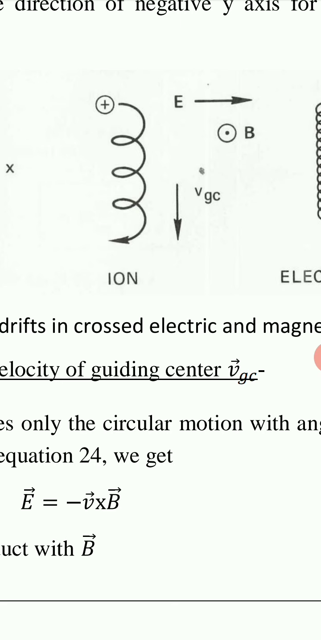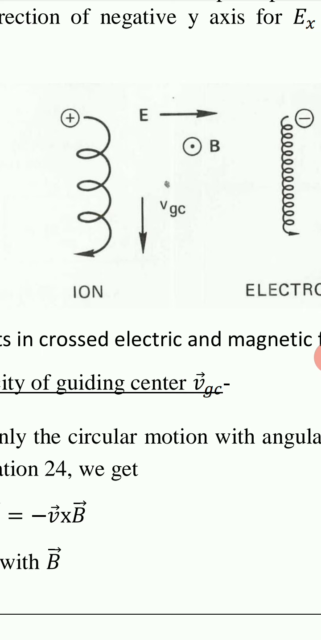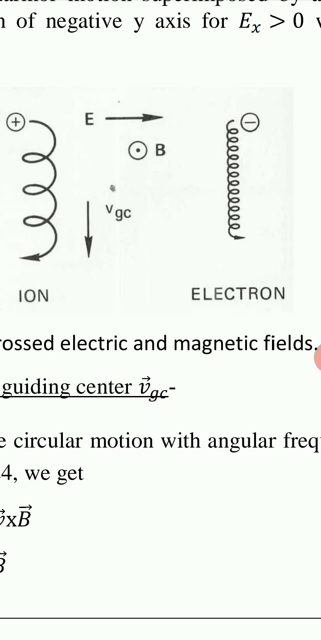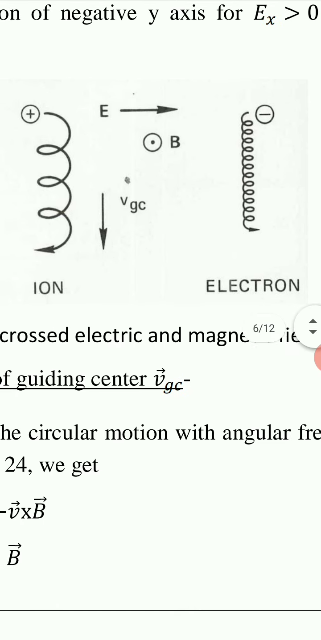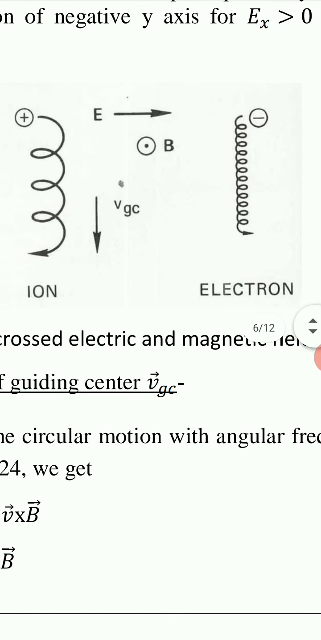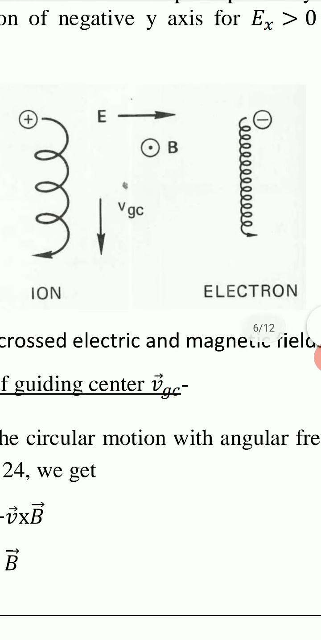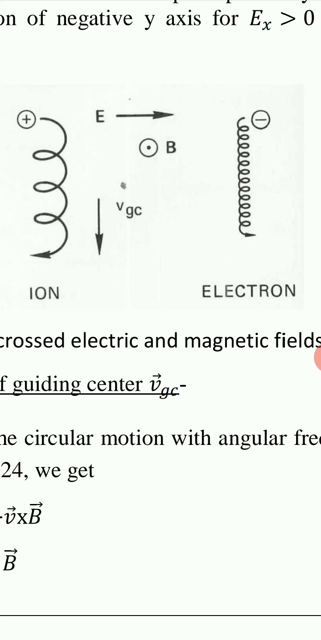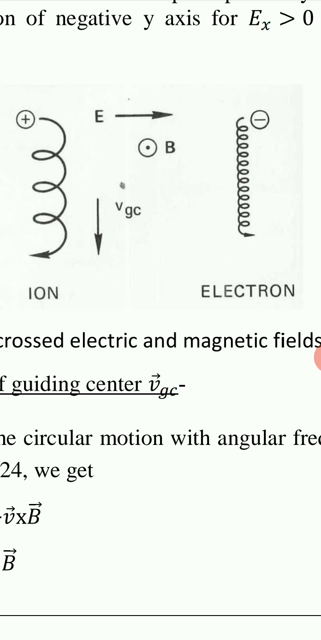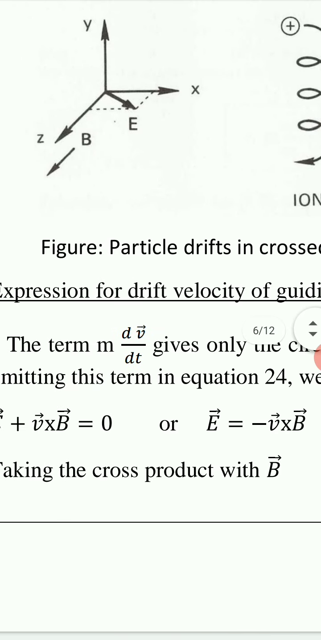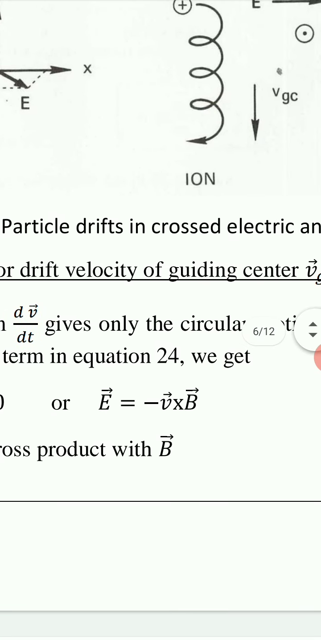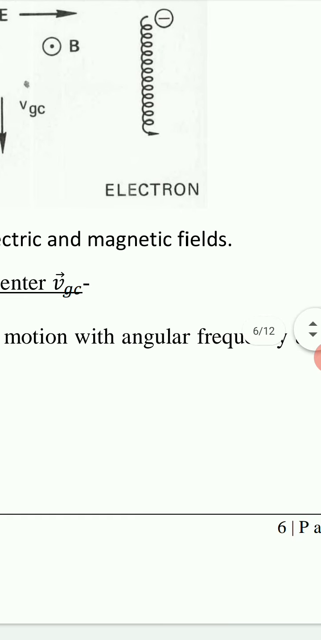The direction of B vector in this diagram is shown by a dot. Dot means perpendicular inward direction, perpendicular to the page. For an electron, that is a negatively charged particle, the motion will be the same, but if it is clockwise for an ion, then it is anti-clockwise for an electron. This is the figure: particle drifts in crossed electric and magnetic fields.